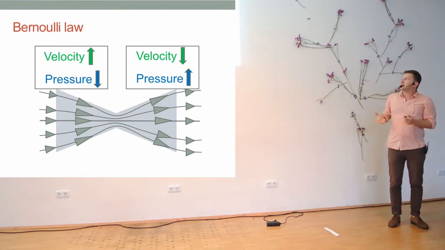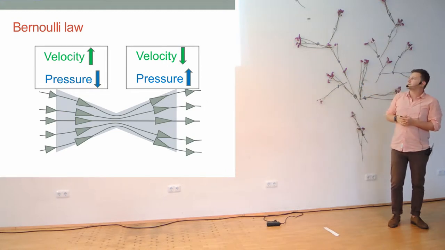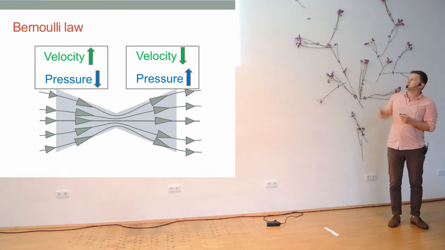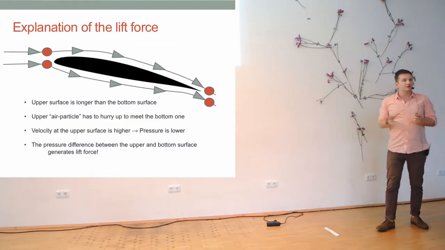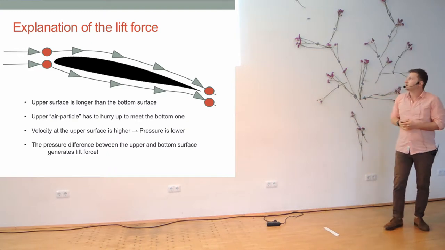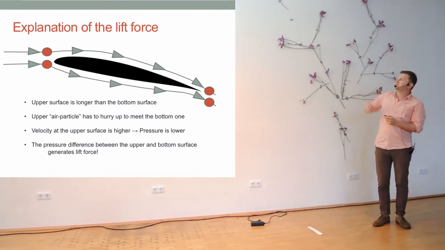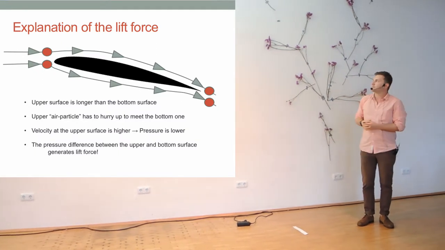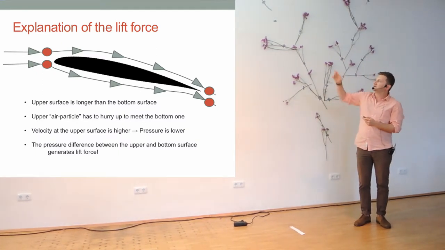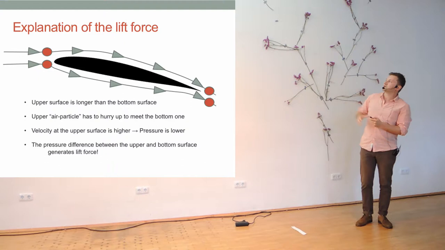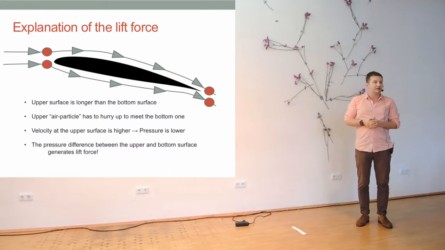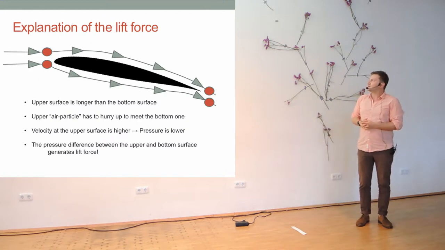It's pretty easy. And in the second part of the pipe, the velocity of the fluid is getting lower, so the pressure is getting higher. As simple as that. So now we have all the tools to understand the lift force. We go back to our airfoil. You see these tracks of the air particles. And here we have two particles which are starting at the leading part of the airfoil. And then they want to go to the backward part of the airfoil. Of course, everybody would agree.